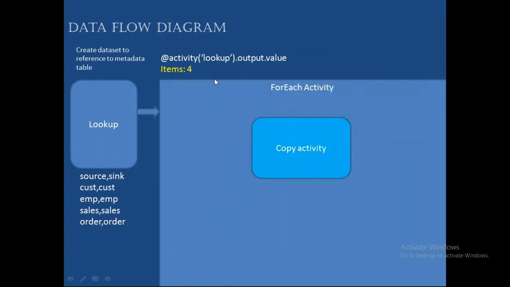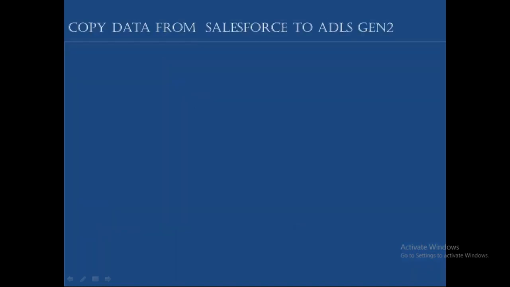Now I will take the copy activity. One by one, I will pass the first item and execute the copy from first to first, next EMP to EMP, sales to sales, order to order. So likewise, one by one, I will copy each table. Clear, friends?